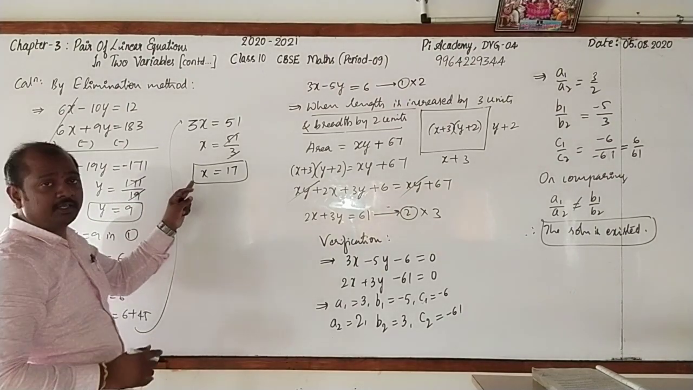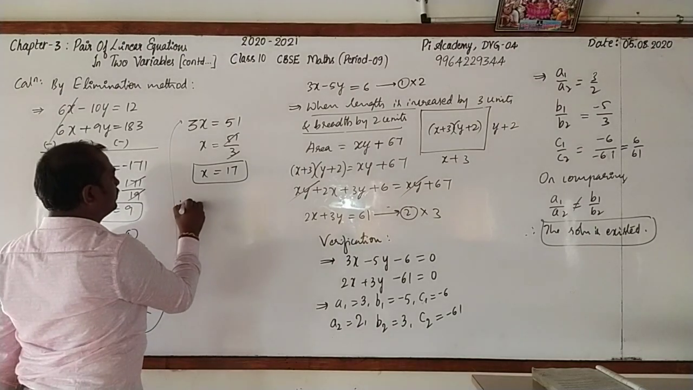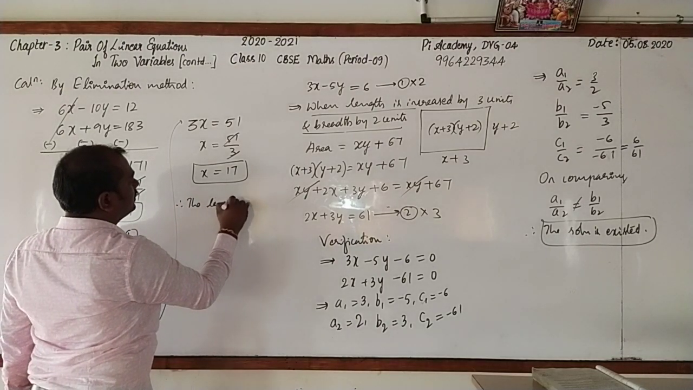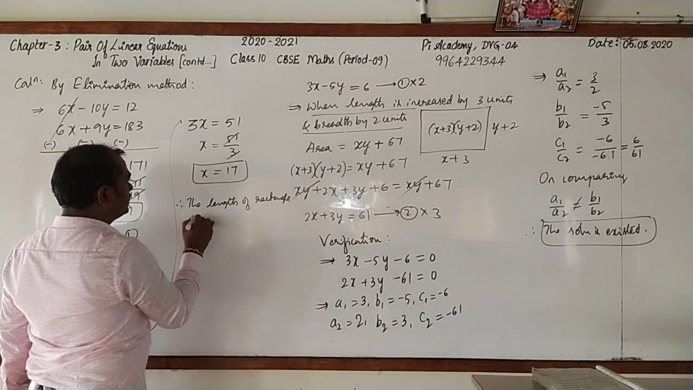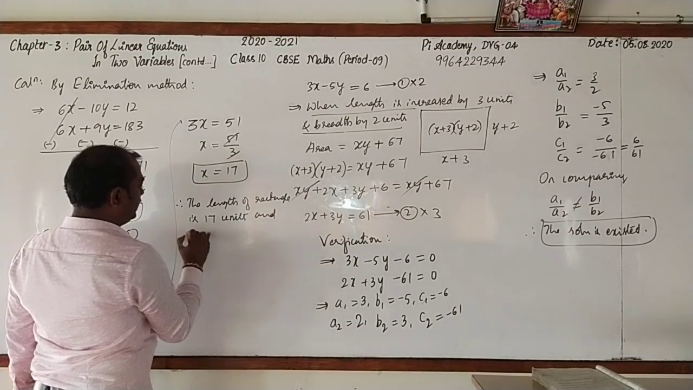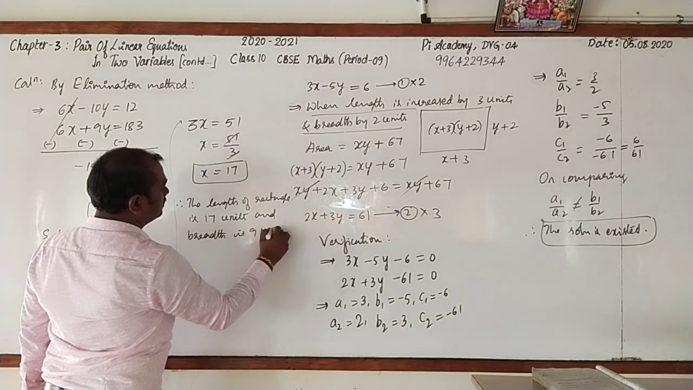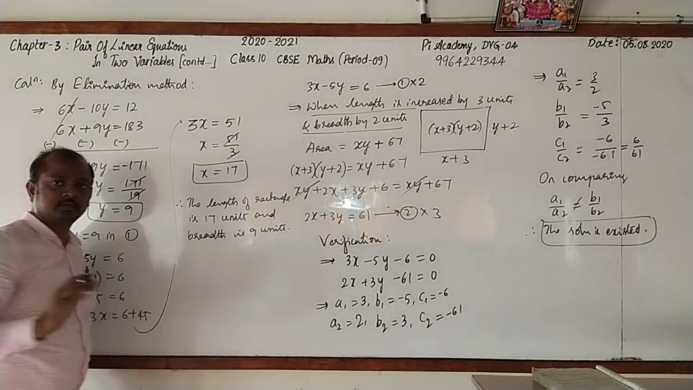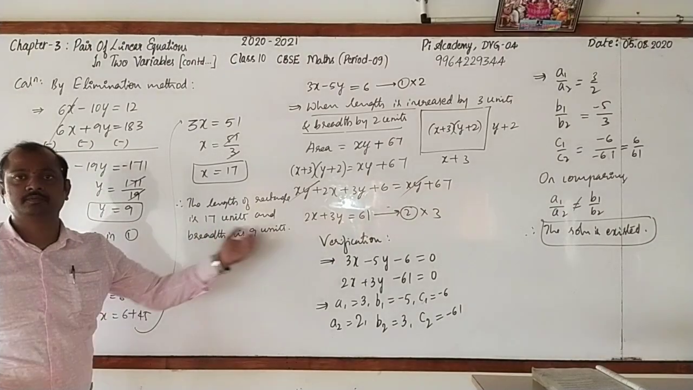What does x indicate? Length. Y indicates breadth. Therefore, the length of the rectangle is 17 units and breadth is 9 units. Clear? Yes. Please go for copying from here to here.